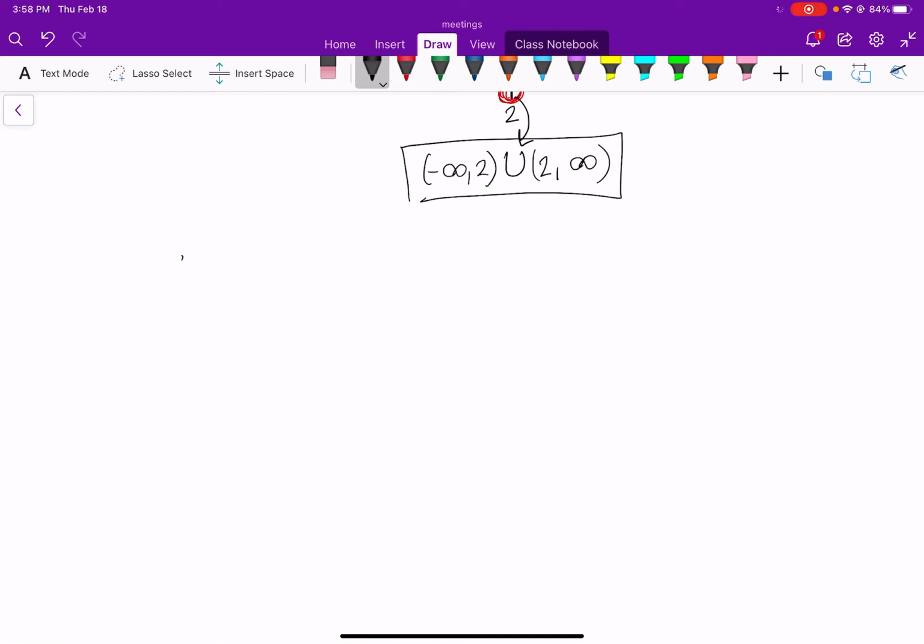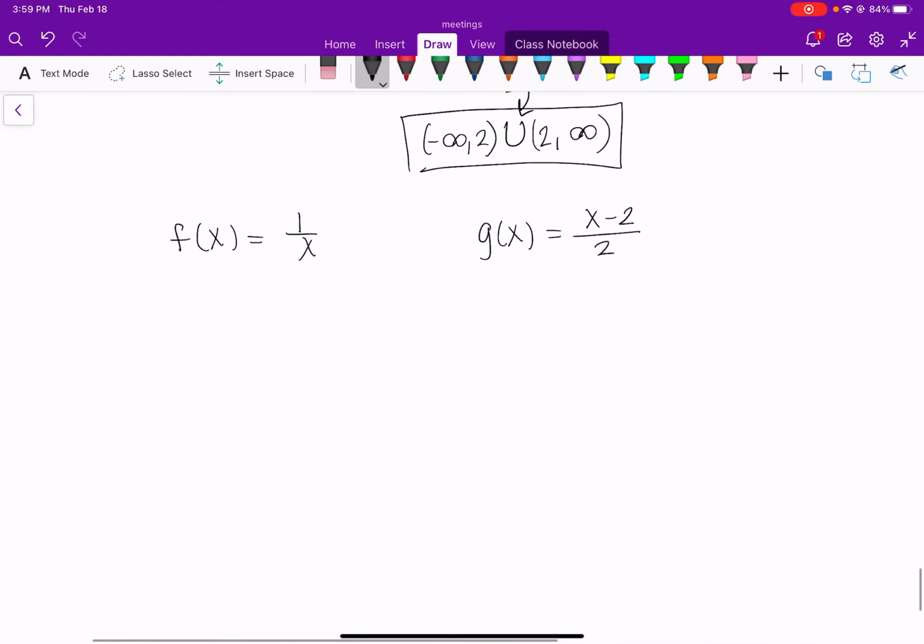So again, I'm going to rewrite my functions. F of x was again 1 over x. G of x is x minus 2 over 2. We're going to do this time the G composed with f of x. So this is our part 2, or part B.